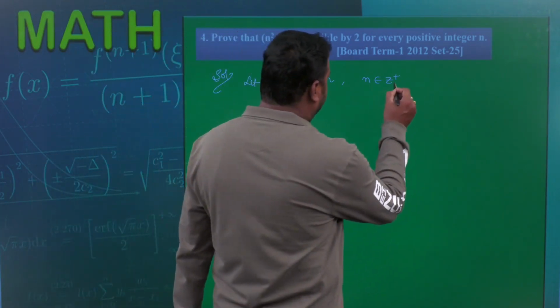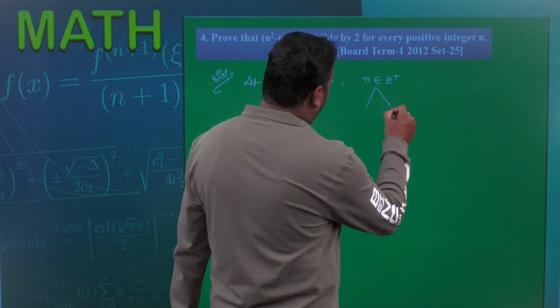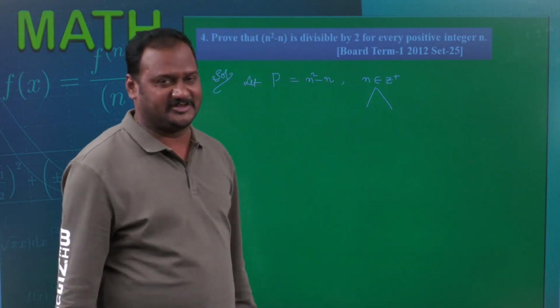Since n is a positive integer, I have two types of positive integers. What are those two types of positive integers?